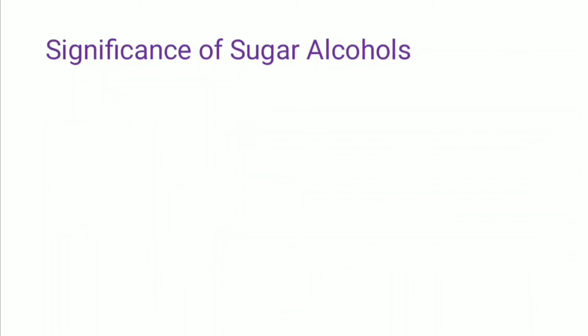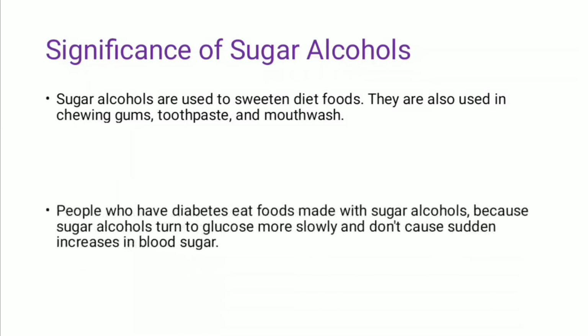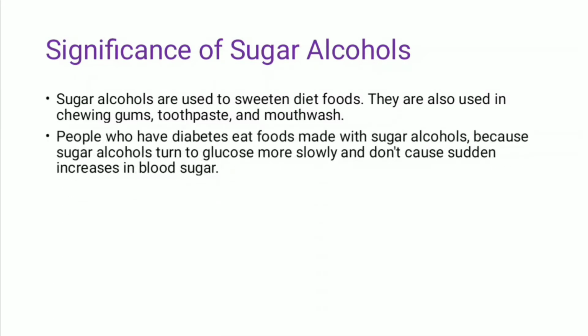Significance of sugar alcohols. Sugar alcohols are used to sweeten diet foods. They are also used in chewing gums, toothpaste and mouthwash. People who have diabetes eat food made with sugar alcohols because sugar alcohols turn to glucose more slowly and don't cause a sudden increase in blood sugar. Third is deoxy sugar.